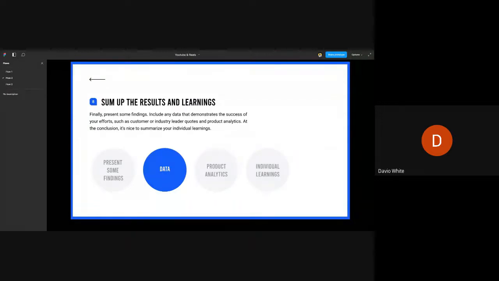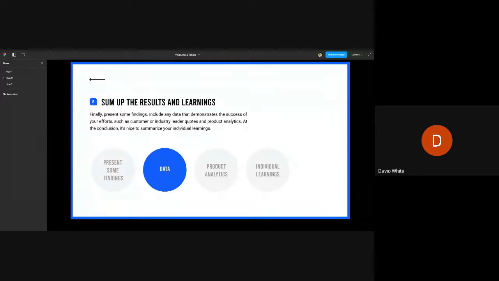After your product design, you show your own product and the dashboard. You can ask them to send you a screenshot of the dashboard, and they'll be kind enough to send it to you. Then you can put it out there and close out your portfolio, your case study. So finally, present some findings, and include any data that demonstrates the success of your efforts.